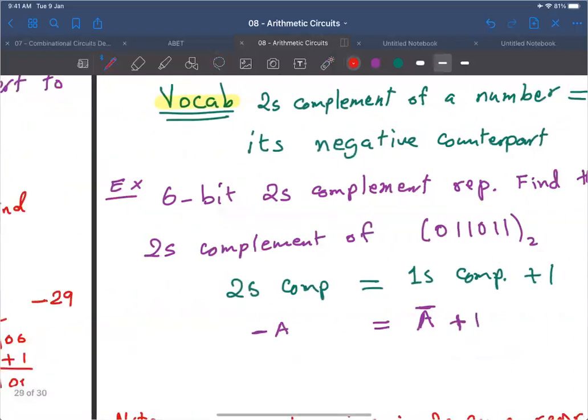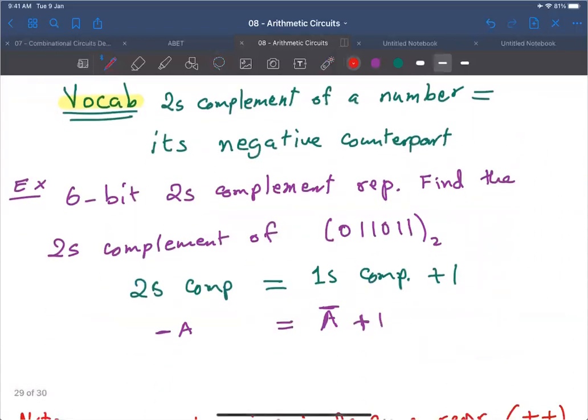So again, we use a terminology or vocabulary. The 2's complement of a number is different from saying 2's complement representation. The 2's complement of a number is, for example, the 2's complement of A equals negative A. So when I say the 2's complement of A, you just need to find its negative counterpart.